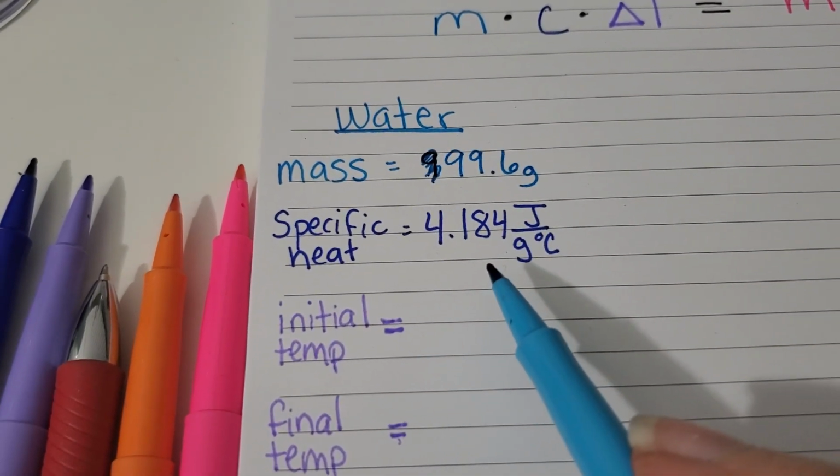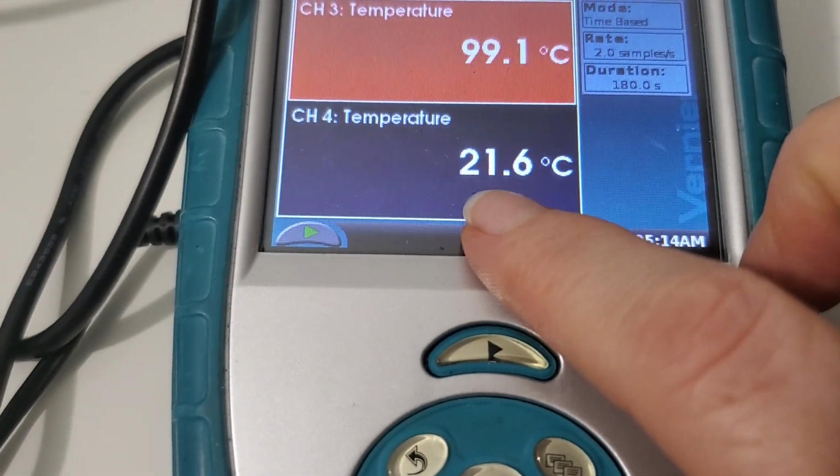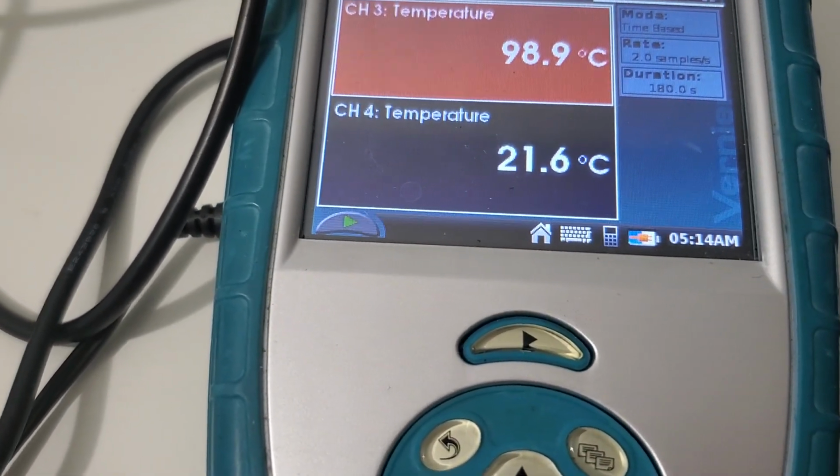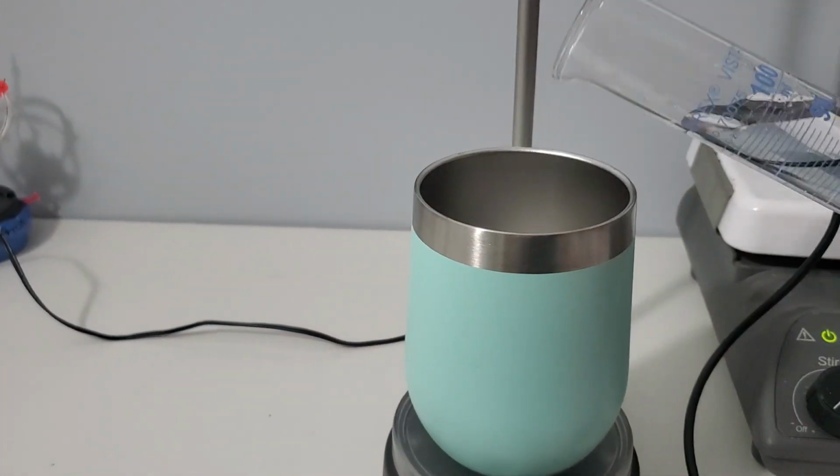We know the specific heat already. Our initial temperature is going to be 21.6. Oh, actually I took the thermometer out. So let me go ahead and pour this in here.